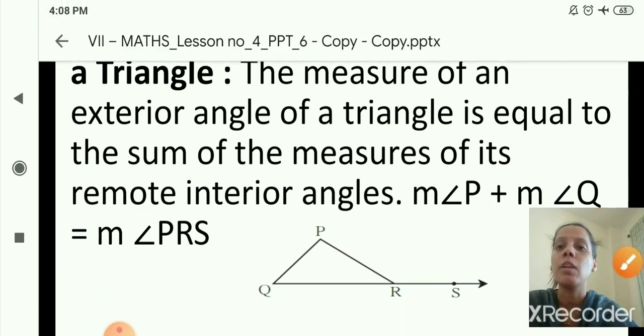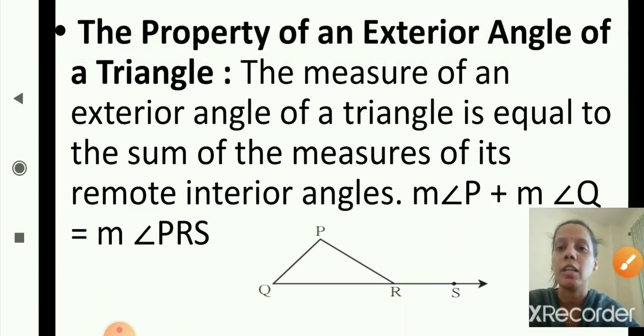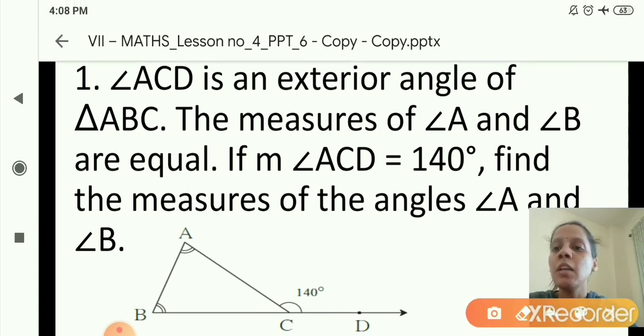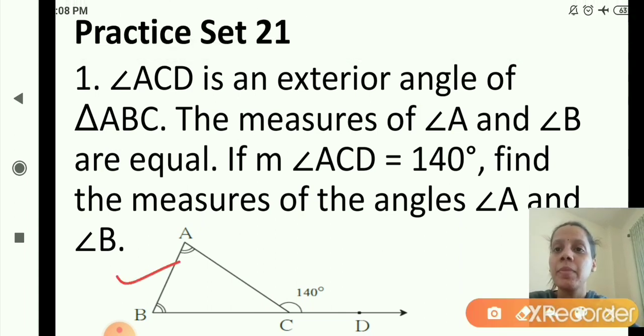Now we'll start with the exercise, that is practice set 21. As you can see here, this is practice set 21. Question number 1. Angle ACD is an exterior angle of a triangle ABC. See the figure. This is triangle ABC and angle ACD. This angle is an exterior angle of a triangle ABC. The measures of angle A and angle B are equal, if measure of angle ACD is equal to 140 degrees.